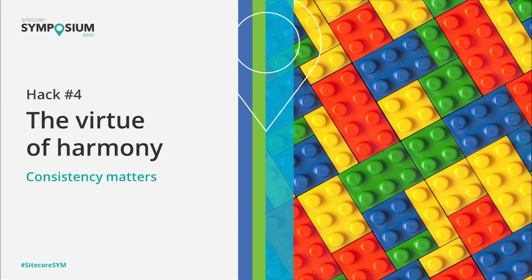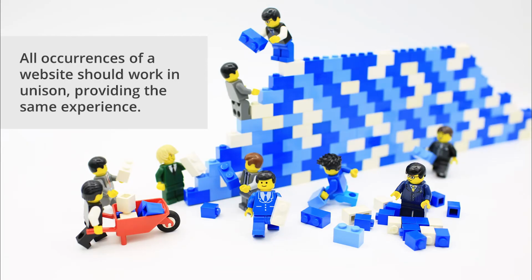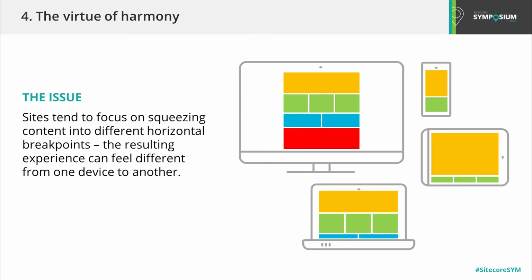My favorite hack on this list is harmony. Consistency for a brand or a business is absolutely king. I mean, let's face it, nowadays we've got a lot of different devices, a lot of different places that the website shows up, and the way we've gone about trying to address that is really the issue.